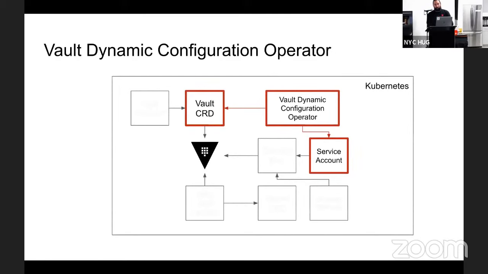So this is kind of one of the stars of the show here, the Vault dynamic configuration operator. The important thing here is that this thing is not actually talking to Vault. It is modifying the Vault CRD, or the custom resource object, on the fly based on the service accounts that it discovers that are configured with a certain annotation. And then it lets the Vault operator reconfigure Vault on the fly based on those modifications. So the Vault dynamic configuration operator doesn't talk to Vault at all. It talks to the Vault object. So it's actually modifying the source of truth.